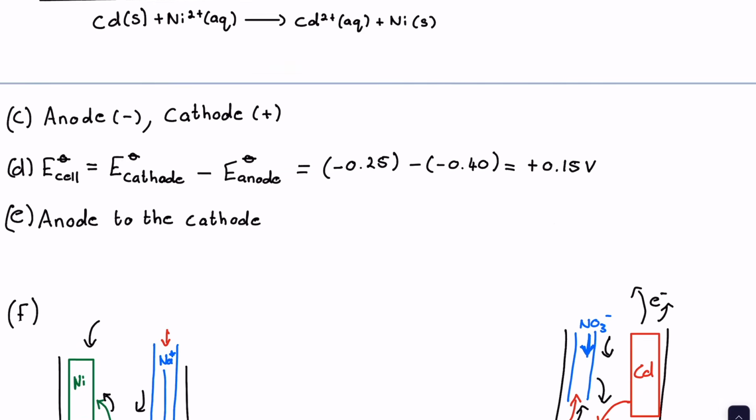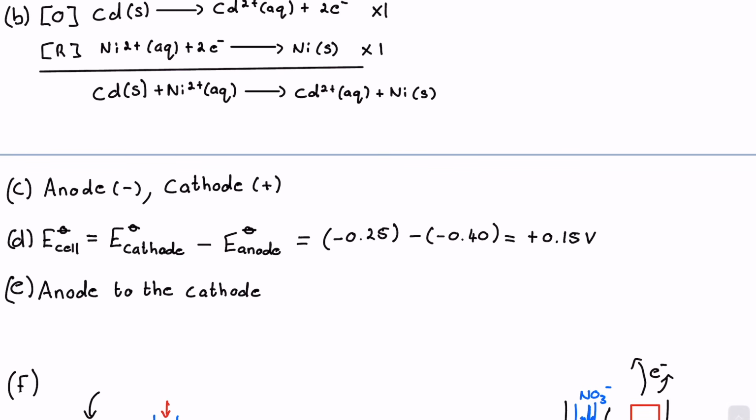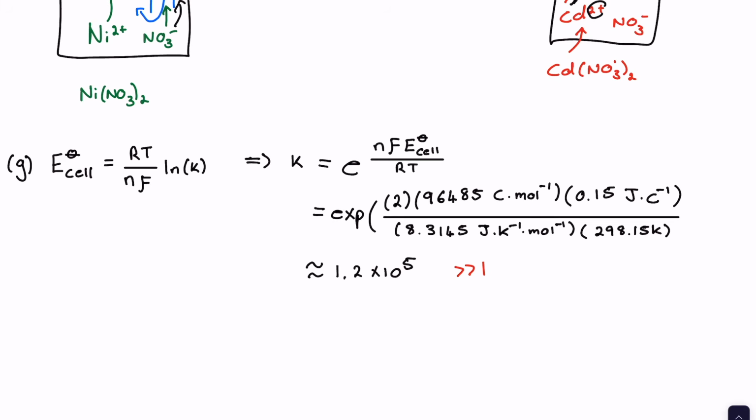We expect this value to be larger than 1 because our E naught cell is positive, indicating that we have a product favoring equilibrium. And that is as we expected. This also indicates K is much larger than 1, indicating a product favoring equilibrium.